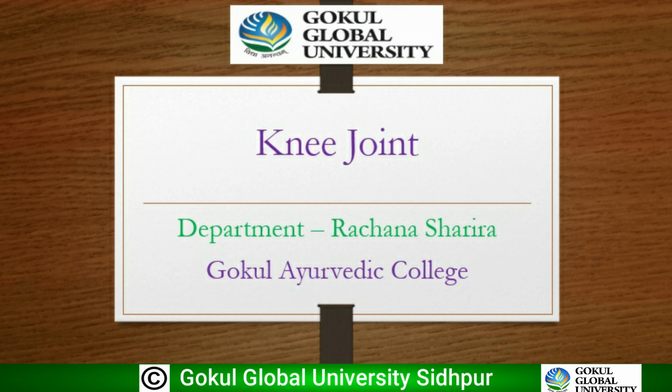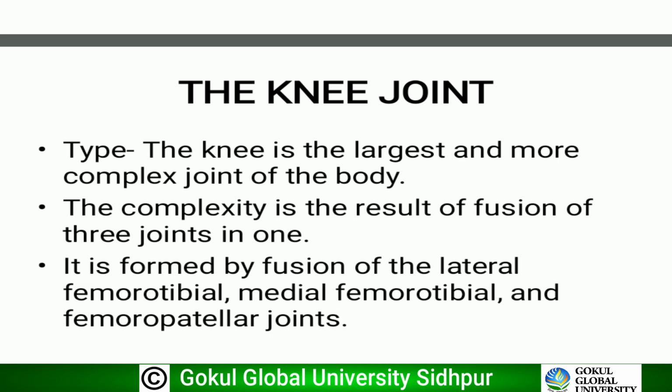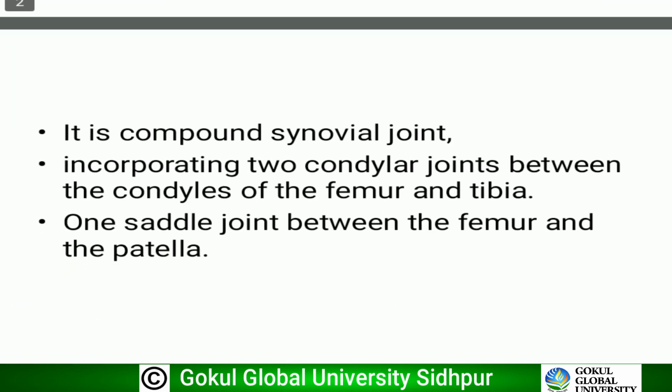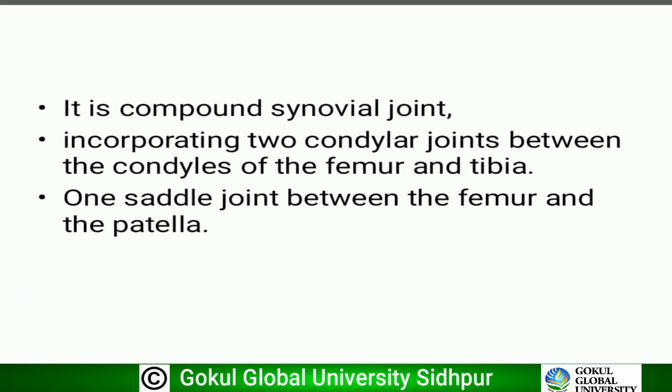Knee joint type. The knee is the largest and most complex joint of the body. The complexity is due to the fusion of three joints in one. It is formed by the fusion of lateral femorotibial, medial femorotibial, and femoropatellar joints. It is a compound synovial joint incorporating two condylar joints between the condyles of the femur and tibia, and one saddle joint between the femur and patella.